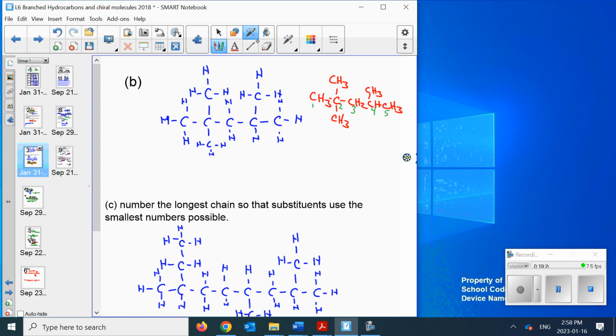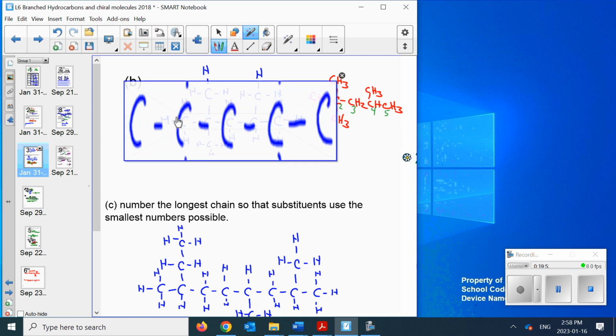Okay, always take a look. The straightest line, straight from left to right, isn't always the longest. It is in this case, but it isn't always. Because you could consider this as your chain, but that's actually the same line. So always take a look though. It might not be from left to right. It is in this case. This is your longest chain.